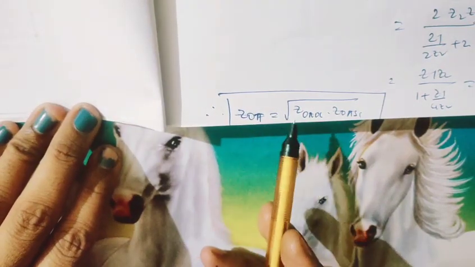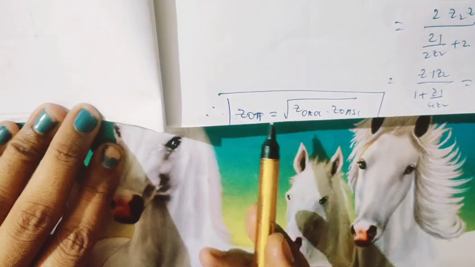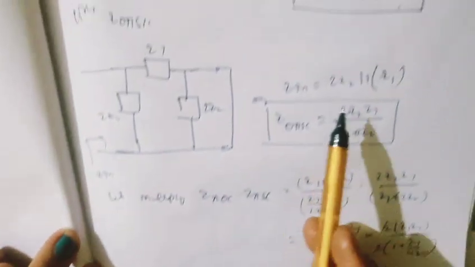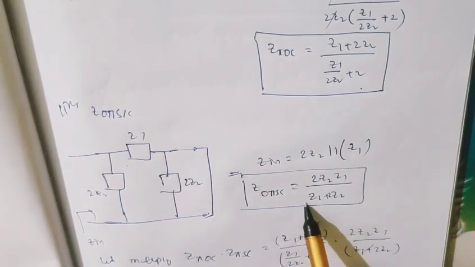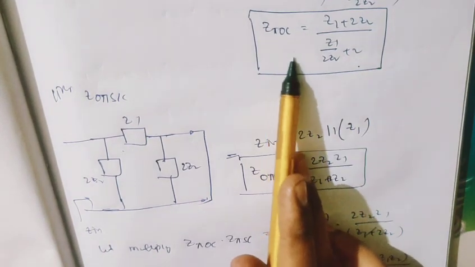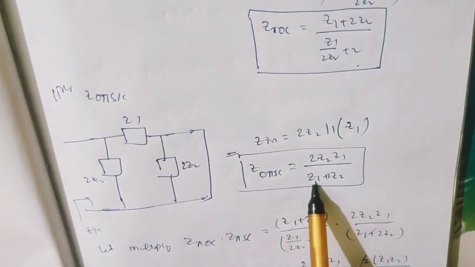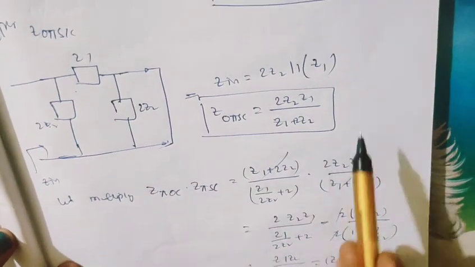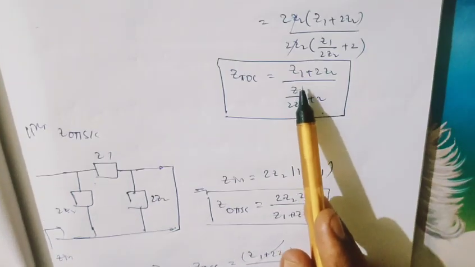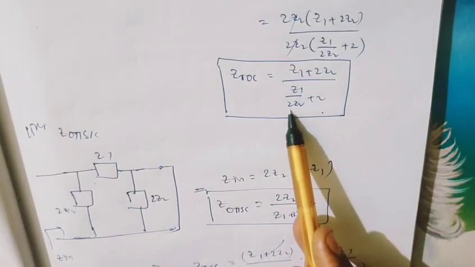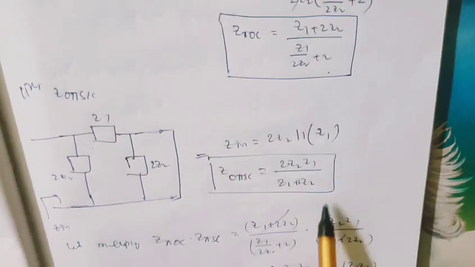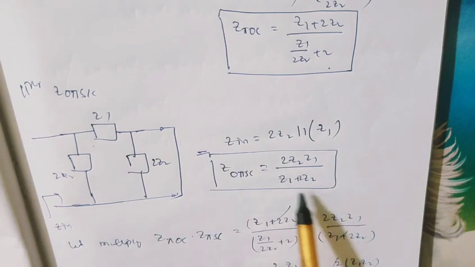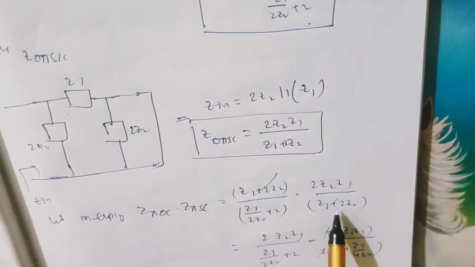Now here I am deriving the relationship between the characteristic impedance in terms of the open circuit and short circuit impedance values. In the starting we derived the open circuit impedance as well as the short circuit impedance as these two. Just multiply this open circuit impedance with the short circuit impedance value. So open circuit impedance is (Z1 plus 2Z2) by (Z1 by 2Z2 plus 2), and the short circuit impedance is 2Z2 Z1 by (Z1 plus 2Z2). I'm rewriting these two equations here.